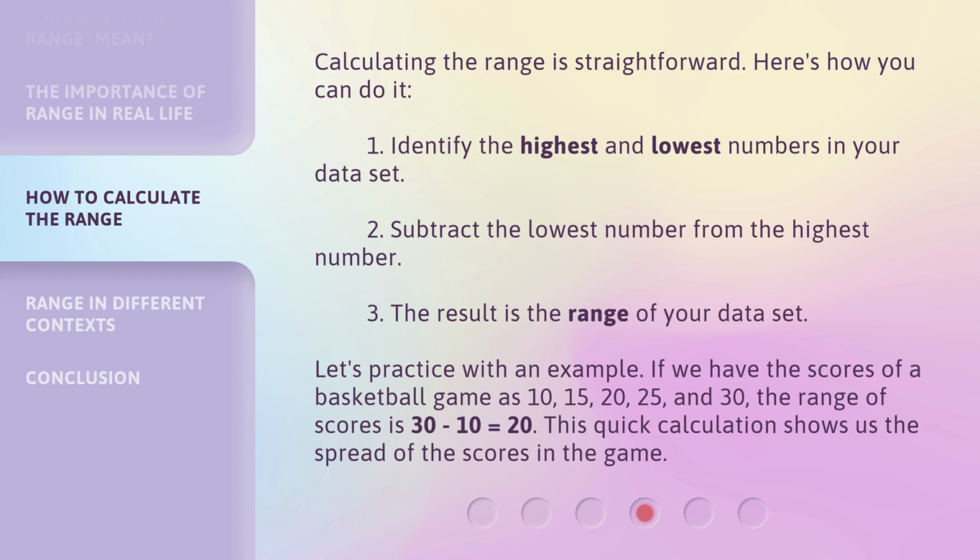Let's practice with an example. If we have the scores of a basketball game as 10, 15, 20, 25, and 30, the range of scores is 30 minus 10 equals 20. This quick calculation shows us the spread of the scores in the game.